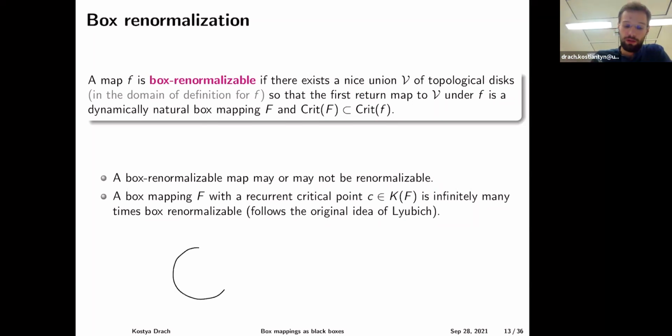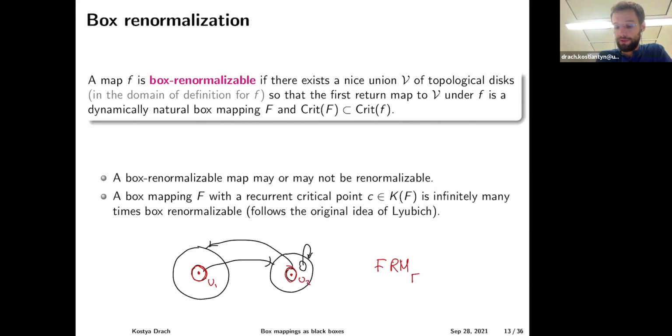And how do you do that? Well, if, for instance, you have a box mapping, let me draw some simple combinatorics like this, and we have two critical points, and if they are all recurrent, what we can do is take the components containing these critical points, say U1 and U2, and consider a first return map under my starting box mapping F to this union U1 union U2. And this first return map will again be a new box mapping, and so forth. So we can keep taking first returns to critical neighborhoods, which will produce an infinite sequence of maps. In that respect, our starting map is infinitely many times box renormalizable.